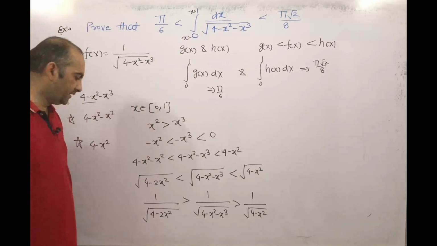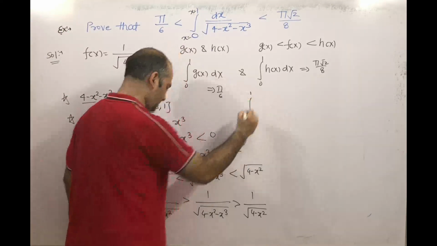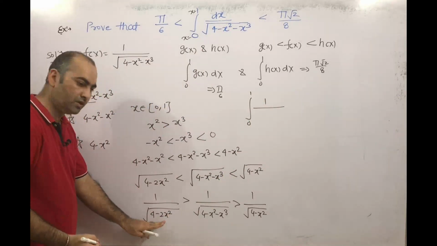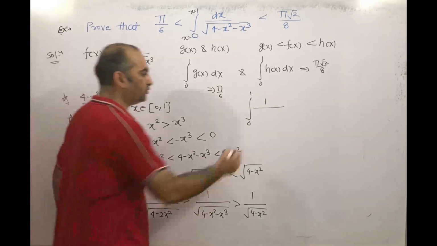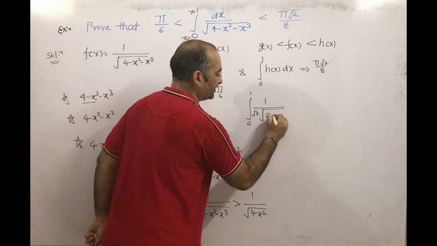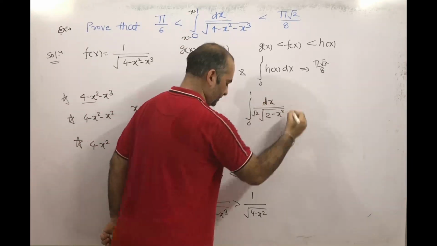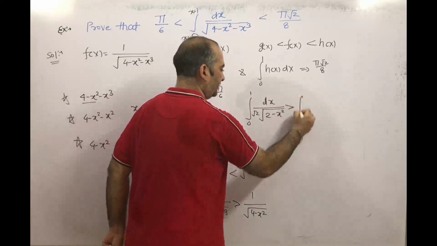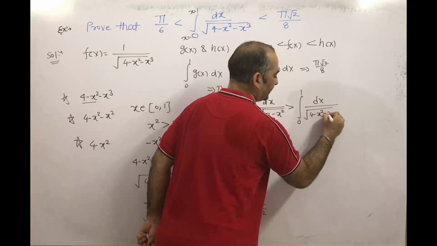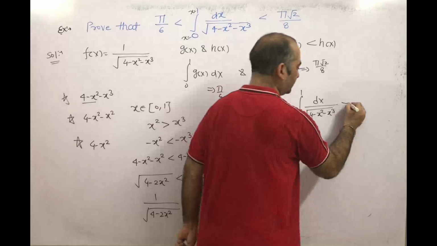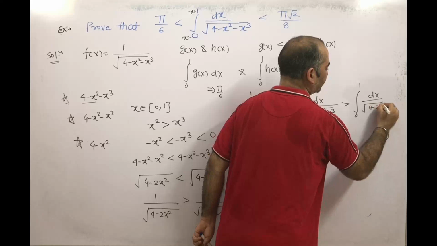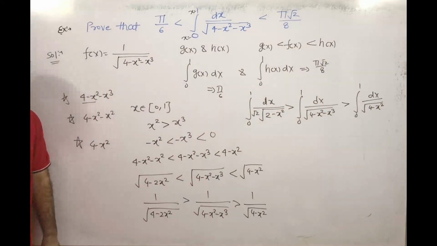Okay. So what will come here? Integration 0 to 1, 1 divided by root over 4 minus 2x square. Okay. So here what we can take? 2 common we can take. So root 2 is outside. Root over what will come, 2 minus x square dx is greater than integration 0 to 1 dx divided by root over 4 minus x square minus x cube is greater than integration 0 to 1 dx divided by root over 4 minus x square. This will come.